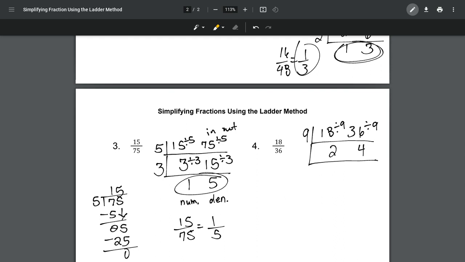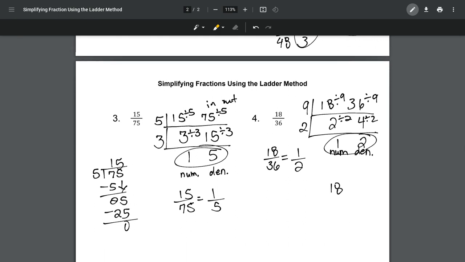All right, so what goes into 2 and 4? Well, that would be a 2. 2 goes into both of those. 2 divided by 2 is 1, and 4 divided by 2 is 2. The only number that will go into a 1 and a 2 is just 1. So 18/36 in simplest form is 1 over 2. Remember, this is your numerator, and this is your denominator, okay?